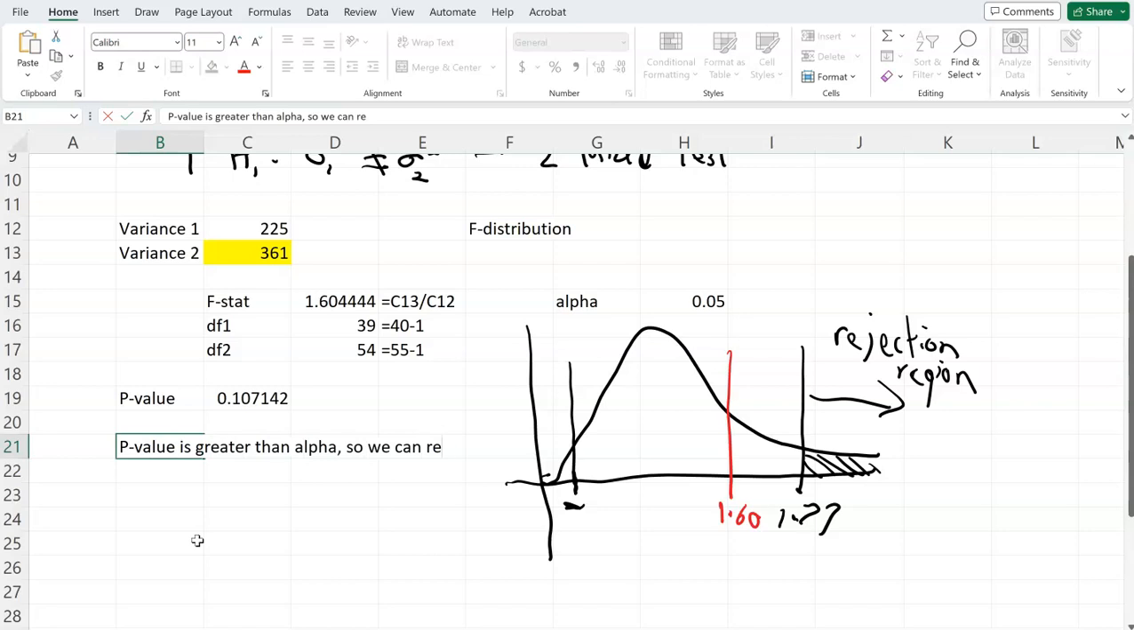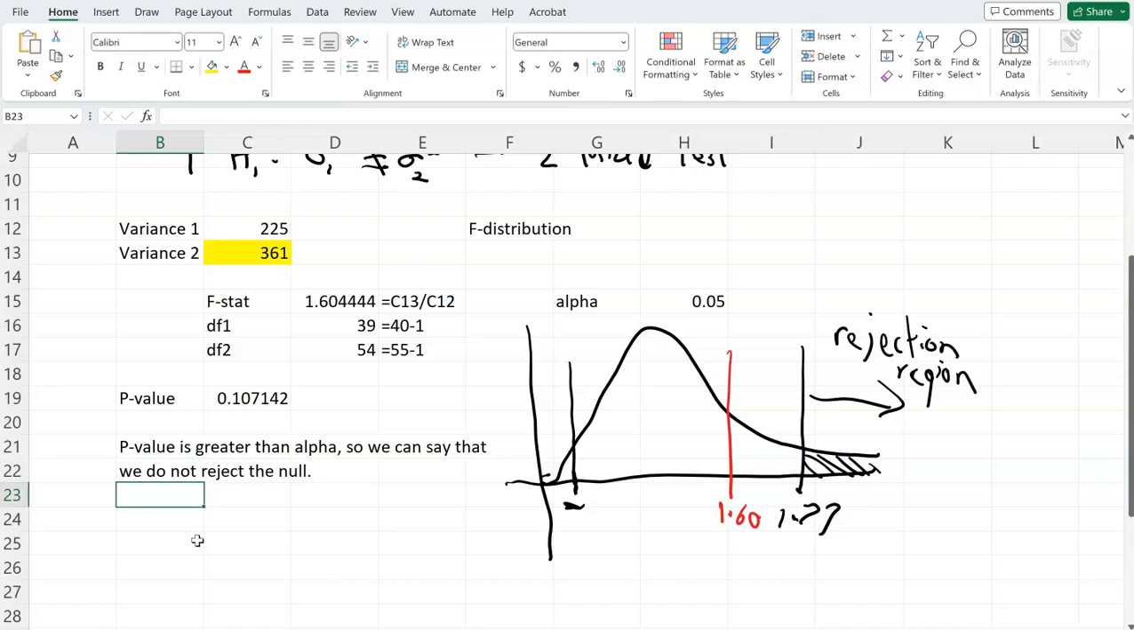So I can see that the p-value is greater than alpha. So we can say that we did not reject the null. Therefore the null cannot be rejected, and so the standard deviations of these two numbers are pretty equal, or the variances of these two numbers are probably equal.